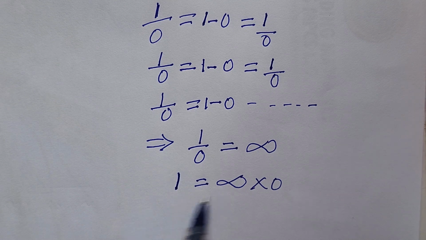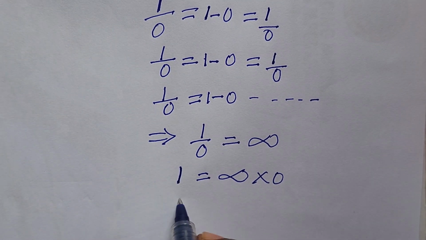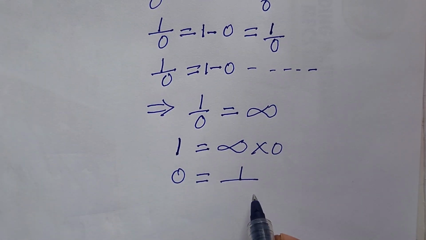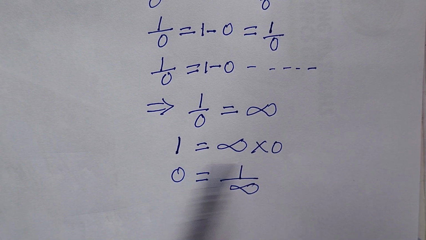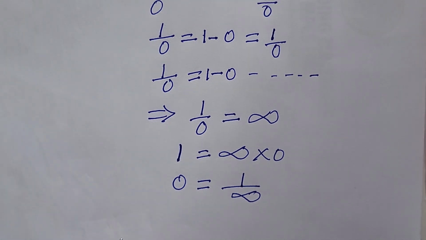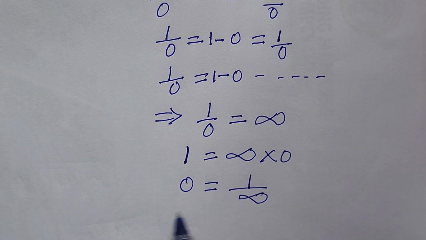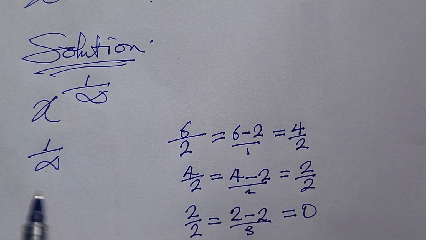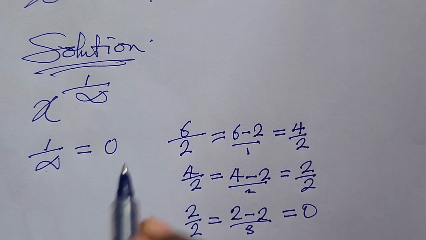And so we can, from here now, make 0 the subject of the formula. And so 0 will now give us what? Our 1 all over infinity, because we will divide through by infinity. So we go back to our expression. We say that our 1 all over infinity will be equal to what? Will be equal to 0.